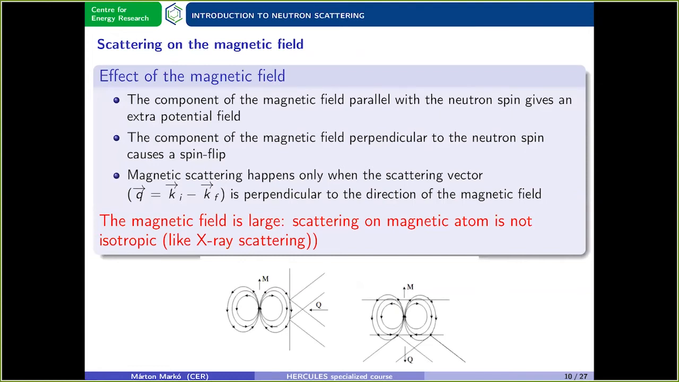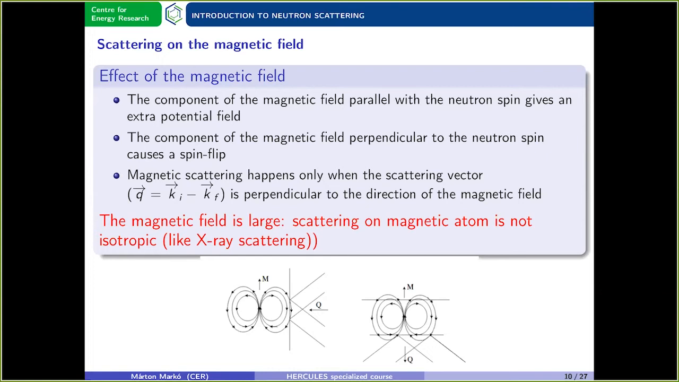Neutron is also scattered by the magnetic field, because neutron has a magnetic moment. So the component of the magnetic field which is parallel with the neutron spin, that gives an extra potential field. So the neutron can have higher or lower energy depending on the spin direction and the magnetic field direction. But during the scattering, the component of the magnetic field which is perpendicular to the neutron spin, that will cause a spin flip. So if we polarize the neutron in one spin state, then during the scattering we can measure a spin flip scattering, which will give us information about the magnetic field perpendicular to the neutron spin.